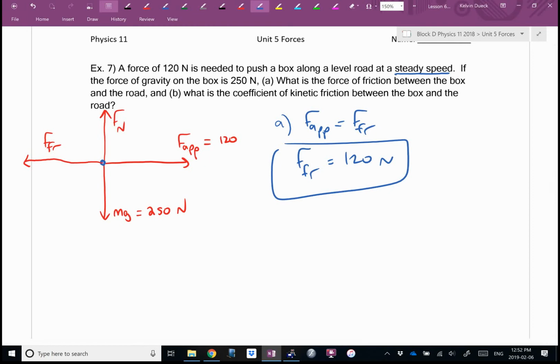Cool. Savannah, what does B want me to find? Can you read to me the word that starts with letter C? The coefficient of kinetic friction. You know what it wants me to find? Hey, what's mu? I don't know. What's mu with you? It wants me to find mu. Savannah, what did I find in part A? The force of friction. I wonder if I might use my answer from part A to find part B.